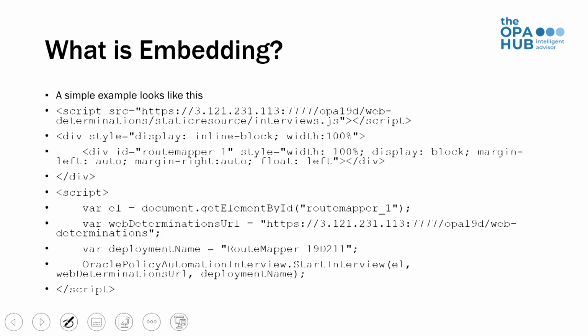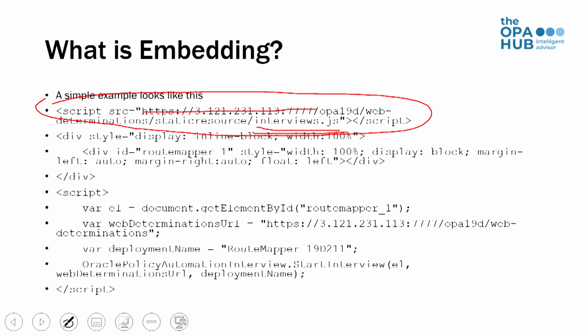So let's look at the simplest possible example. Don't sweat the details, just focus on the key points. First of all, it's HTML. Secondly, the first thing you need to do is bring in the script interviews.js. The third thing, of course, is this is not going to be the same for you. This is just a demonstration example. This will be your server, your instance of OPA.